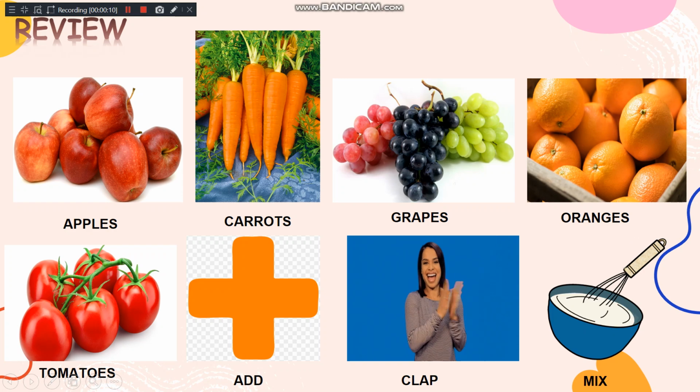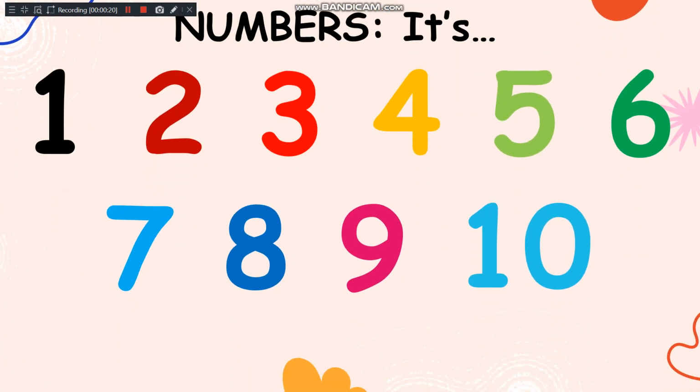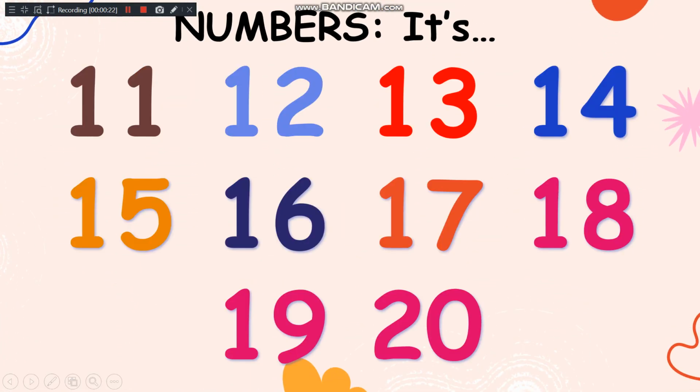Ready? We have apples, carrots, grapes, orange, oranges, tomatoes, add, stop, mix. Let's count our numbers. Let's start with 11, 12, 13, 14, 15, 17, 18, 19.